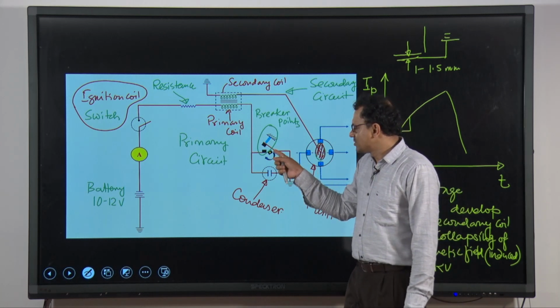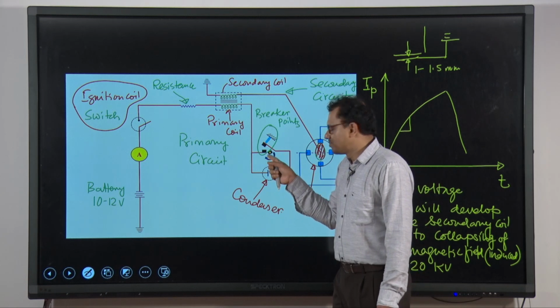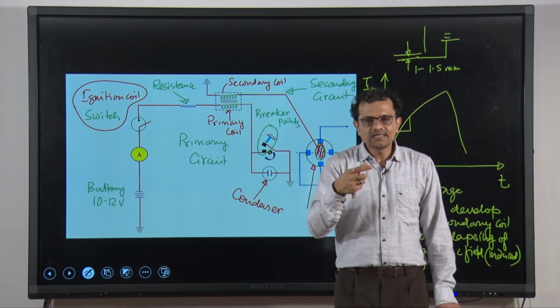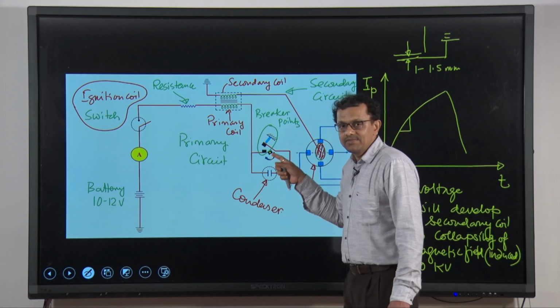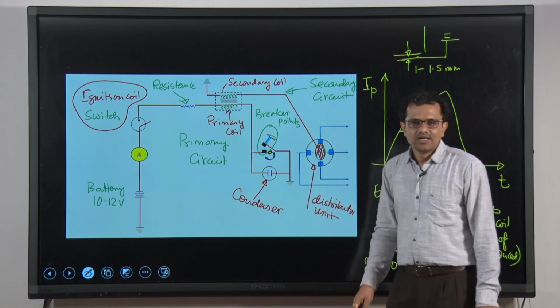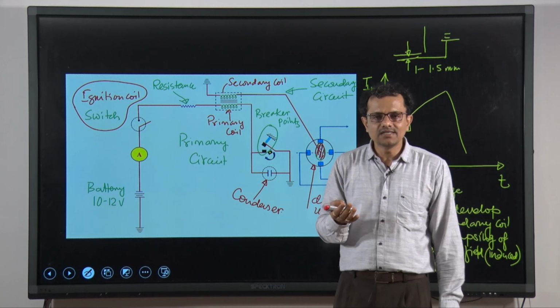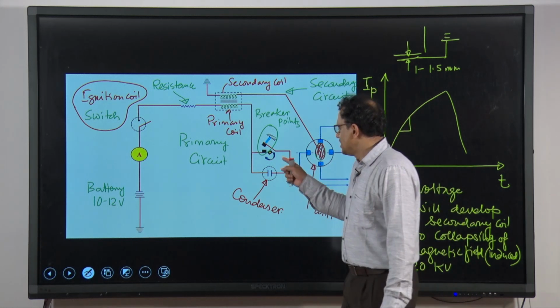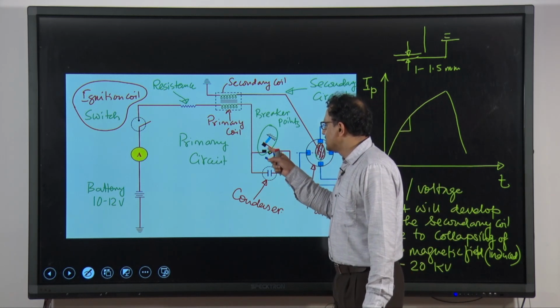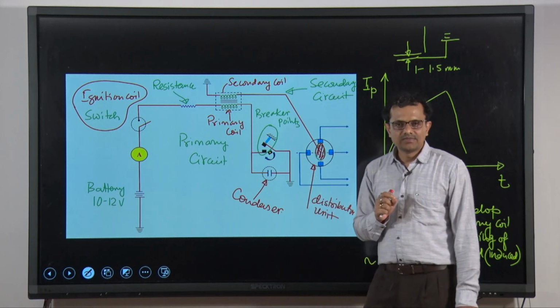Now, the opening and closing of the breaker points is done by this cam, which is connected to the engine shaft. Any mechanical component has some inertia. Over and above, if engine speed increases, then this closing and opening time will be very short.